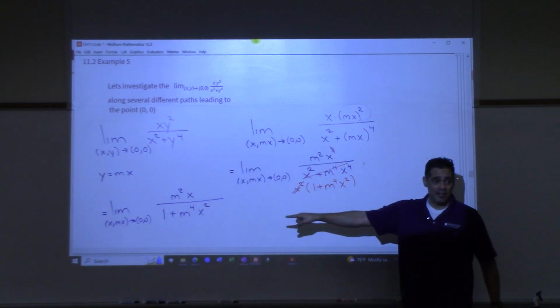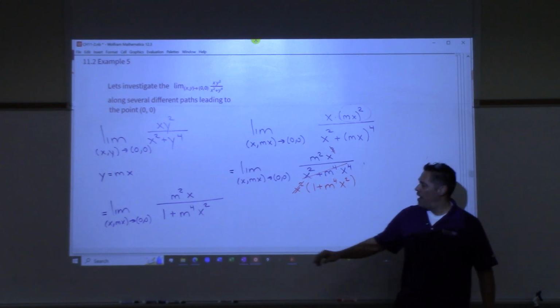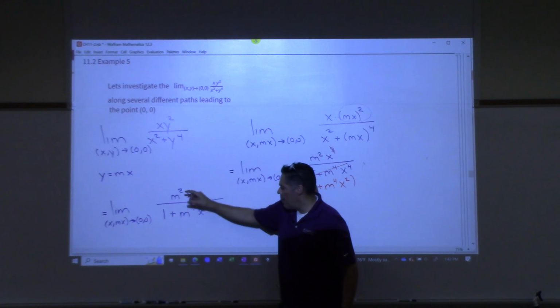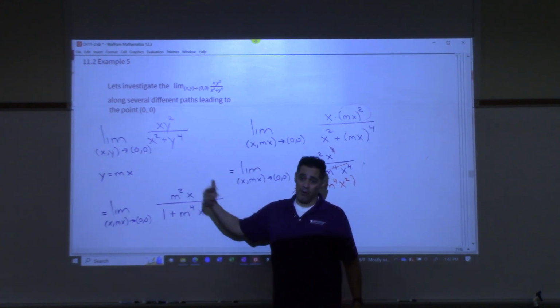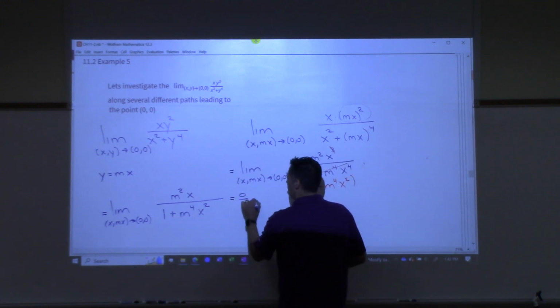And if I take this limit, I do not get 0 over 0 anymore, right? I get 0 on top, right? X is going to 0, so that's 0. And then this right here is 0, but we still have plus 1. So we get 0 over 1, which is 0.